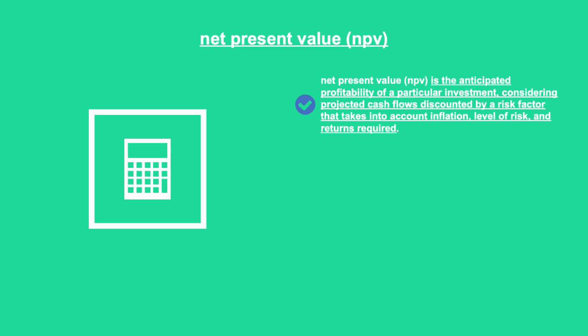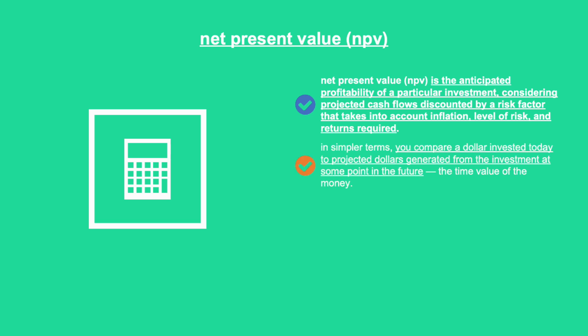Net Present Value, NPV. Net Present Value, NPV, is the anticipated profitability of a particular investment, considering projected cash flows discounted by a risk factor that takes into account inflation, level of risk, and returns required.